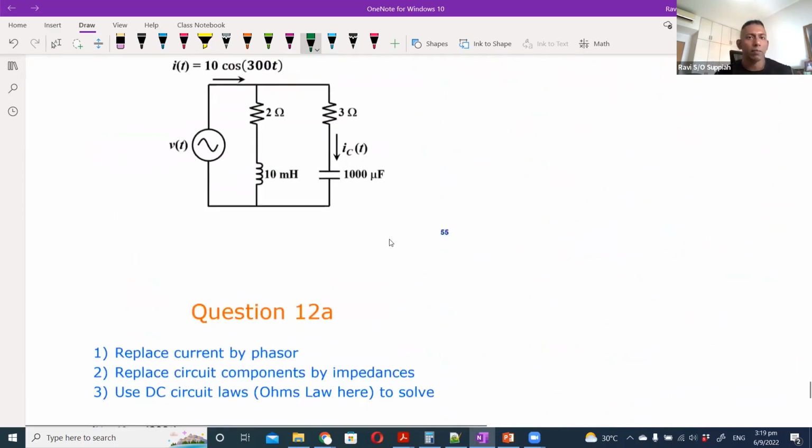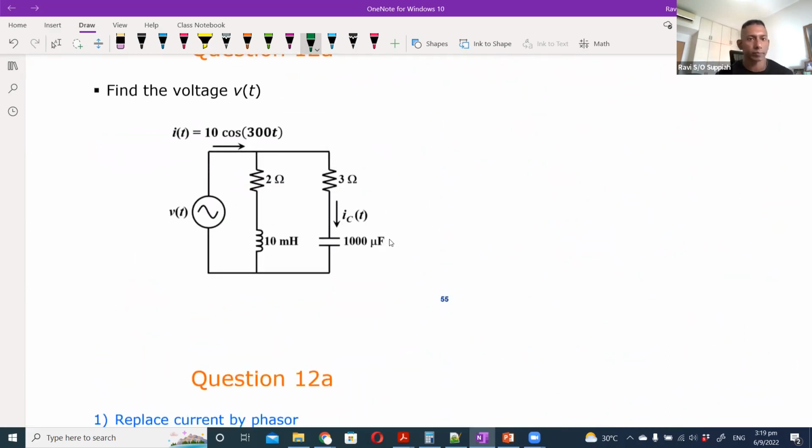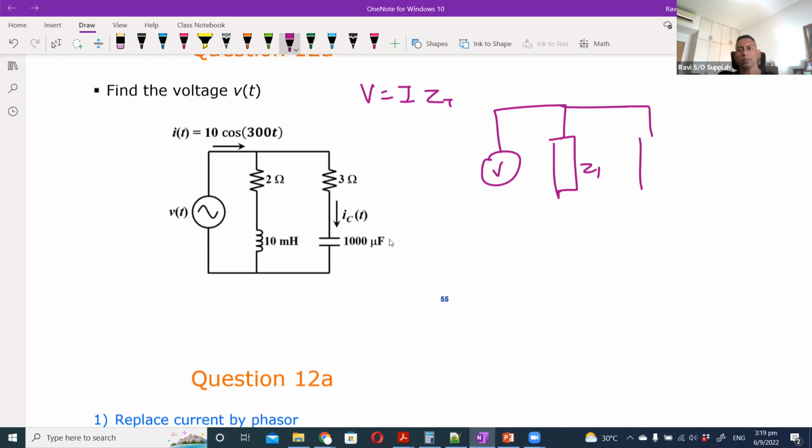Okay, so here find the voltage VT. To find the voltage VT, we know the current that flows in, so current times impedance, correct? I times ZT will give me the total voltage. So again, I need to do all those steps involved. The first thing is you convert it to two equivalent impedances. You have your V over here, and you can convert it to Z1 and Z2.